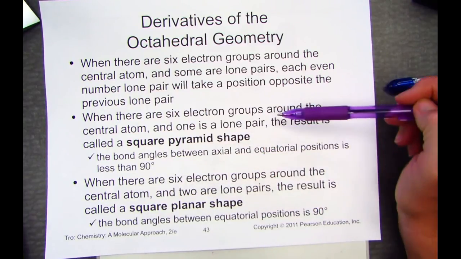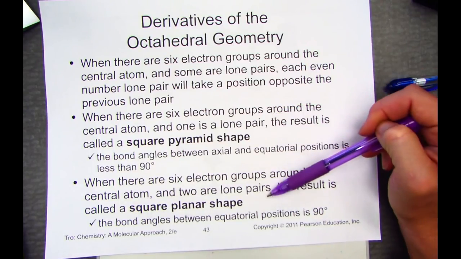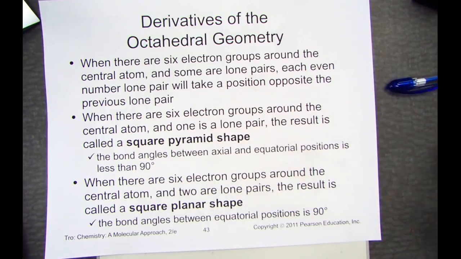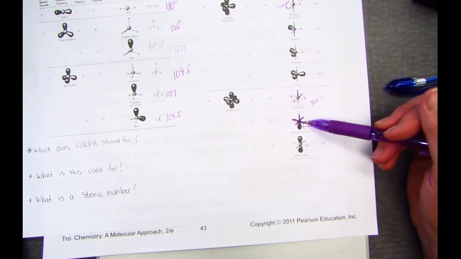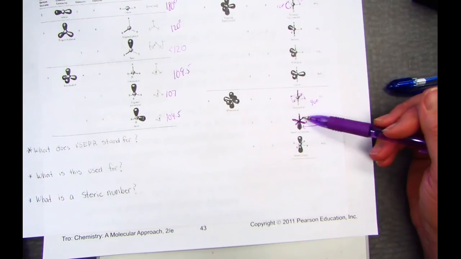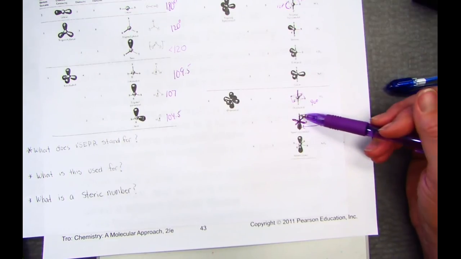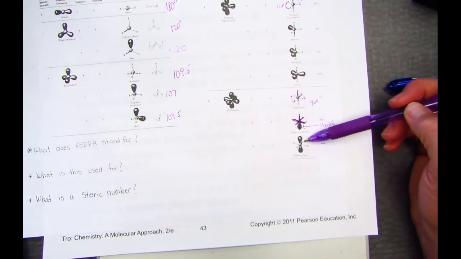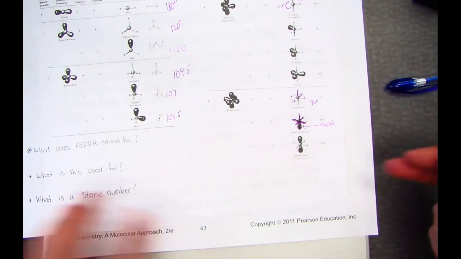So if you remove one electron pair to create what's called the square pyramidal, the second will create a square planar shape. Square pyramidal, I still have a square around the equatorial position with a pyramid coming to the top. I can see a triangle up here. Square planar, all I have left is the square around the equatorial position.